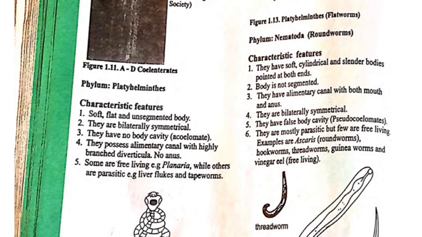Alright, I'll still drop a video on most commonly used prefixes and suffixes in science textbooks, probably specific to biological terms. Alright, they are mostly parasitic, but few are free living. Examples are Ascaris, that's the roundworm. We have hookworm, threadworm, guinea worm, and vinegar eel as free living.